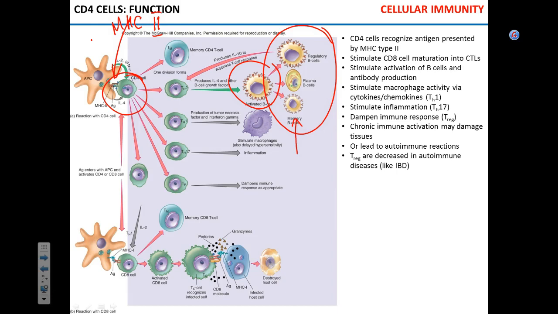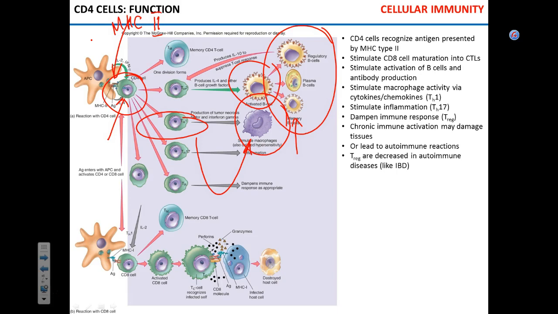Another option is that it can stimulate activation of the macrophages. We mentioned before that macrophages are also antigen-presenting cells. They also have MHC class II. So that activated T cell will recognize that same antigen it got activated against. Does that make sense? This time bound to MHC class II on the macrophage. And it will target that macrophage to that particular antigen.